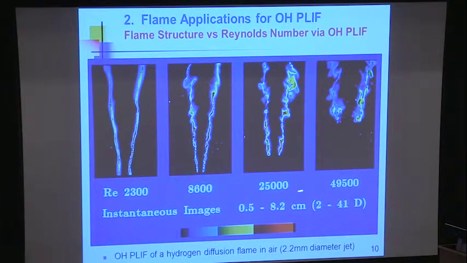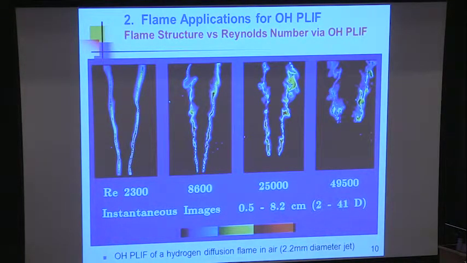As we increase the Reynolds number to about 50,000, the flame starts to lift off. You start getting these broadened regions. Looking closer to laminar here, it gradually becomes more and more turbulent liftoff. So people who are interested in flame structure as a function of Reynolds number were happy with these kind of signals. He imaged down to about 40 diameters downstream, up to about 8 centimeters. This is a 2 millimeter jet, up to about 80 millimeters. So that was what was possible.